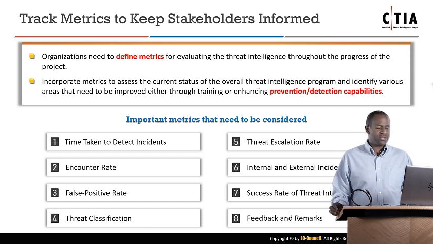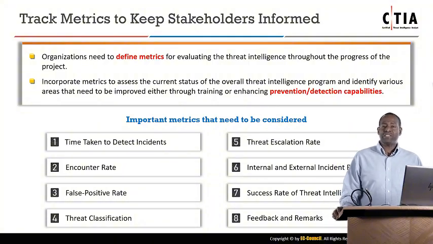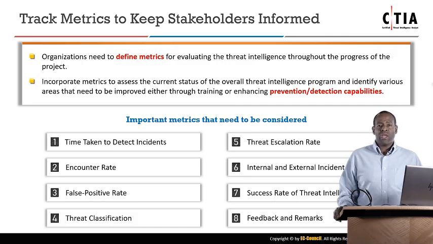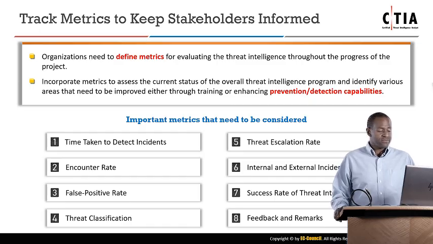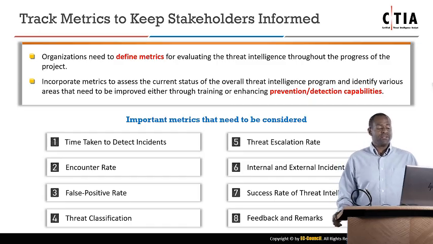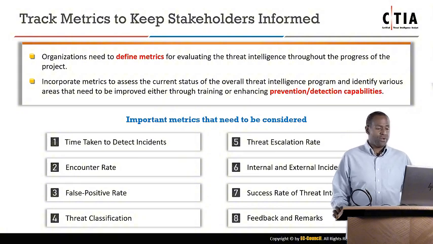We want to incorporate metrics that assess the current status of the overall threat intelligence program. Where are we with that program? Are there areas that need to be improved through training or enhancing prevention and detection capabilities? Even once we have our threat intelligence program up and running, we want to make sure that we are constantly going back and reviewing it. Important metrics that need to be considered in terms of stakeholder information.